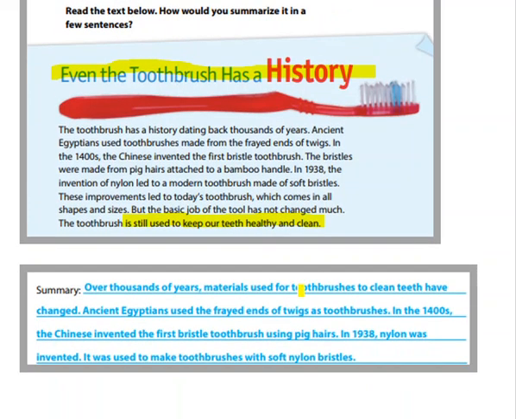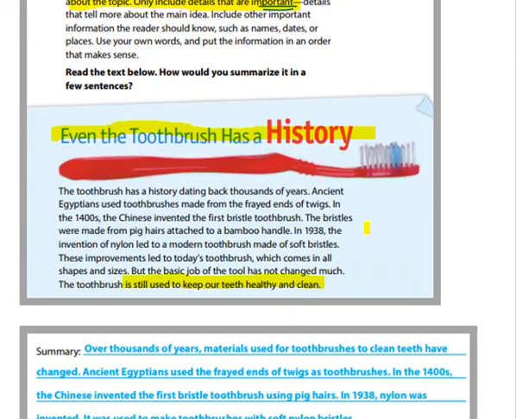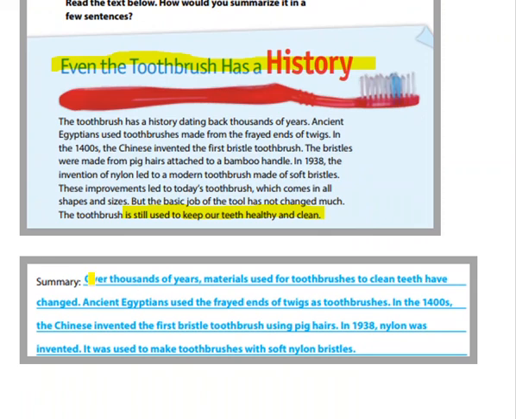Hopefully you use your toothbrush. So again, in this one you want to make sure a summary text briefly restates the main idea. We know this is all about the history of a toothbrush, right? And key details. So then we'd include some of those cool things about the toothbrush that we had. So let's take a look. Here's the summary for this.